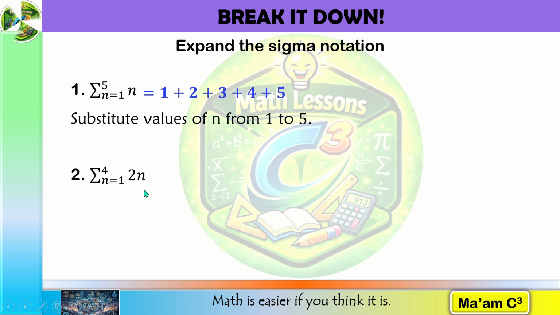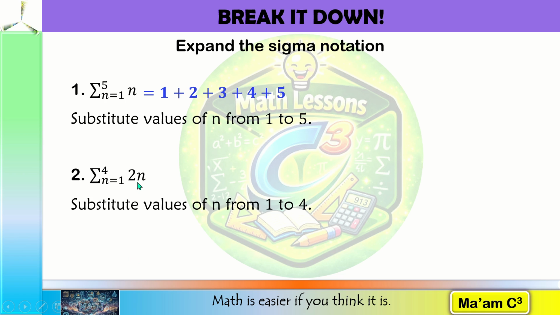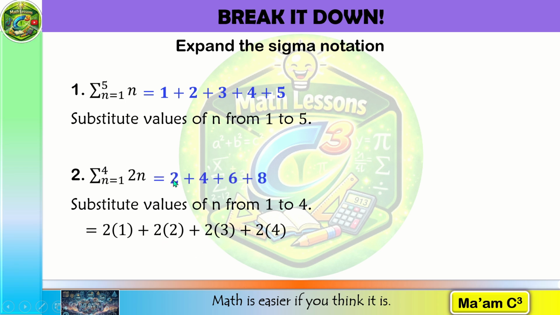Number 2, the summation of 2n from 1 to 4. So we're going to substitute values of n from 1 to 4. This will become 2 times 1 plus 2 times 2 plus 2 times 3 plus 2 times 4. 2 times 1 is 2, this one is 4, this one is 6, and this one is 8. 2 plus 4 plus 6 plus 8.